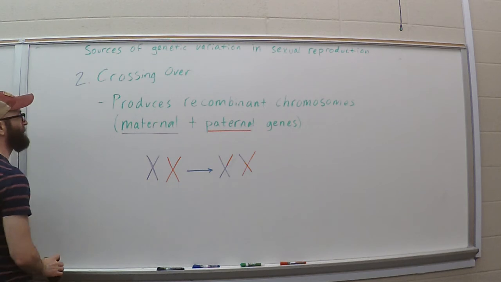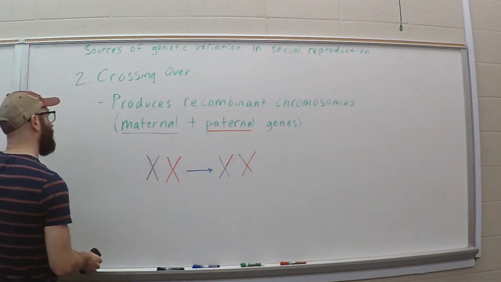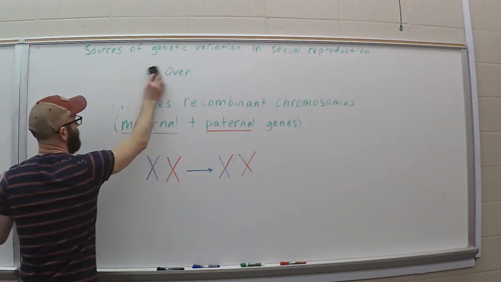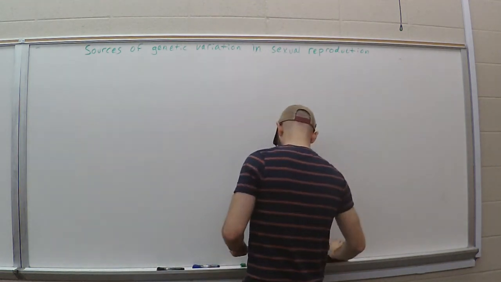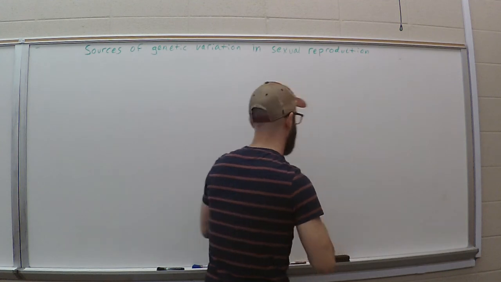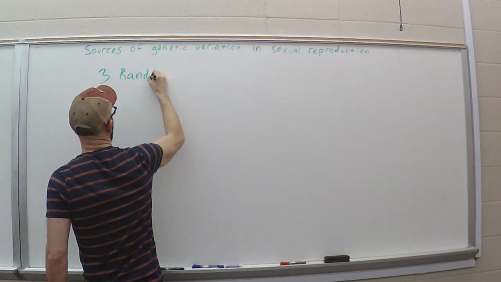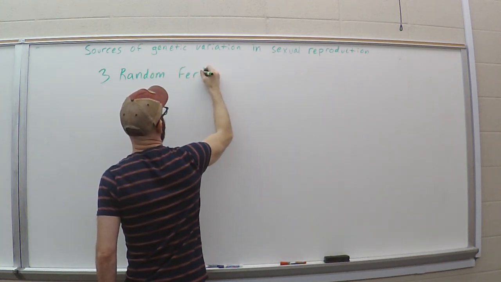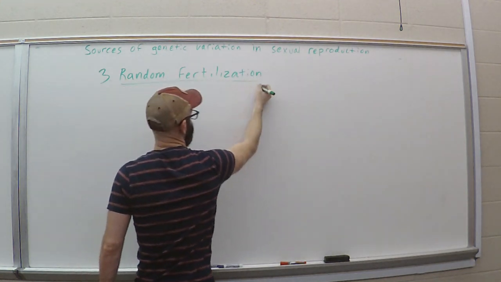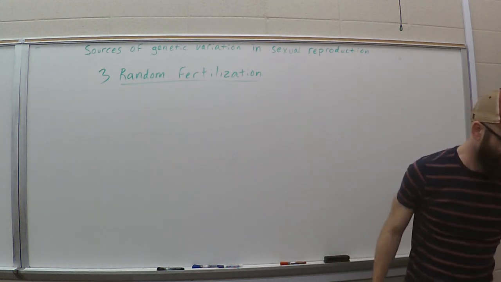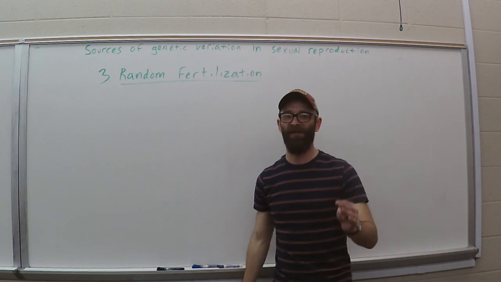All right, so that's another very powerful way to introduce variation in the genetic pool between each generation of a sexually reproducing organism. And then the third way, we'll call it random fertilization. Basically, what it comes down to is that all gametes have the same chance at fertilization.